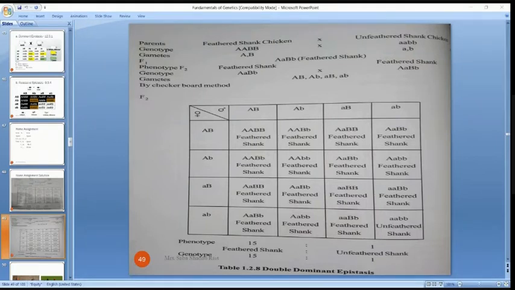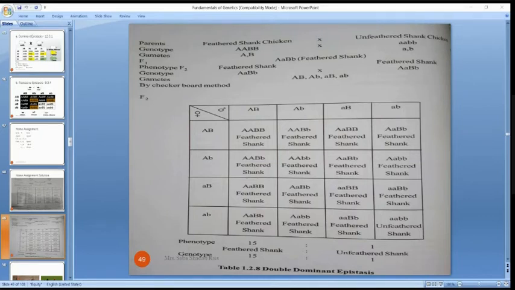So always you will find that in the case of the double dominant epistasis, that trait is very wild type, or you can say it is very much present in the population. Understood? So you will not get so much of this type of chicken, right? You will always observe the feather shank type of chicken very much.